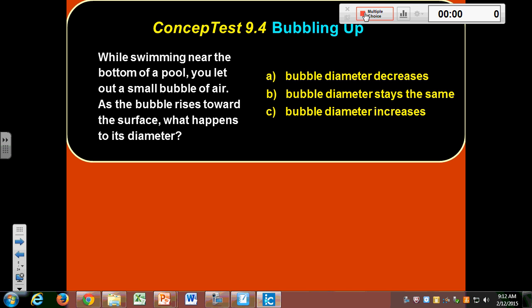When swimming near the bottom of a pool, you blow out a small bubble of air. As the bubble rises toward the surface, what happens to its diameter?